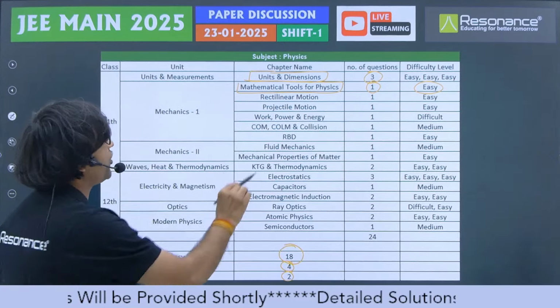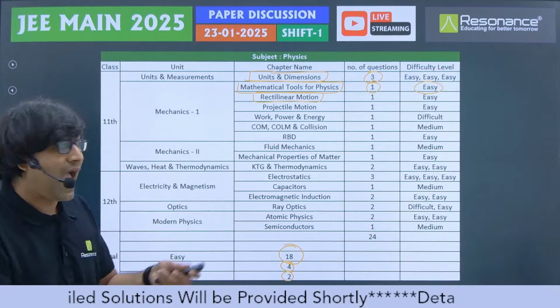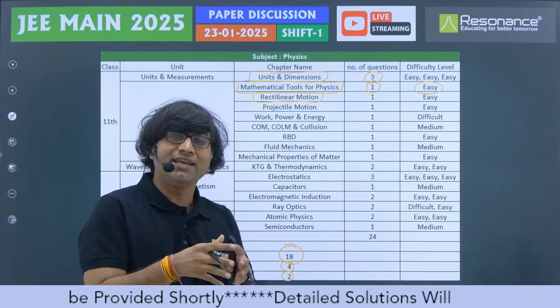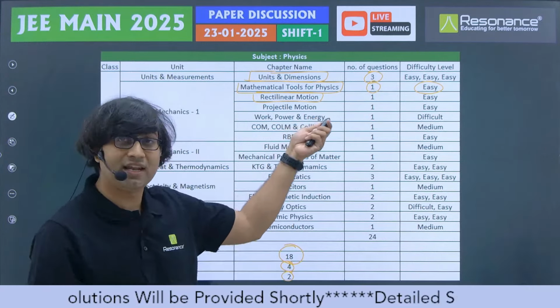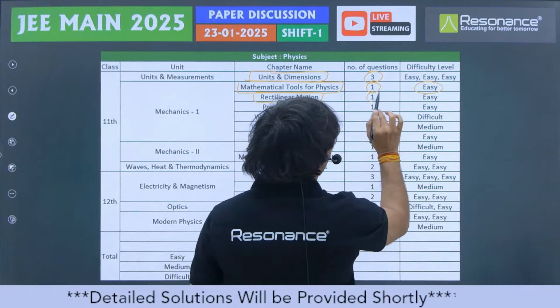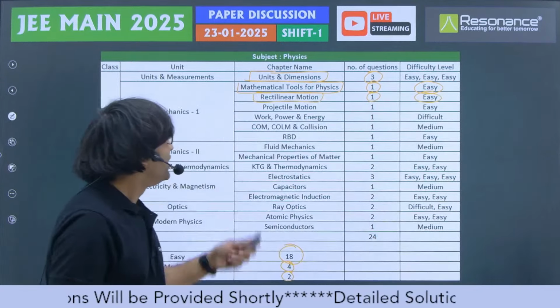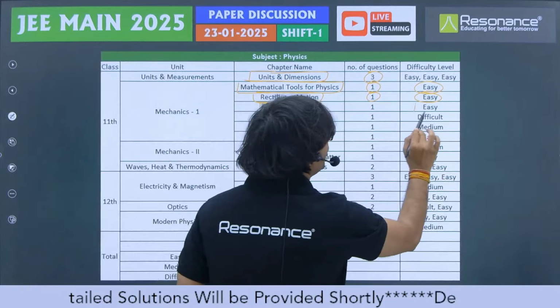Now, 1 question from rectilinear motion. In fact, it was related to graphs. And the concept used was that the area under the velocity time graph gives us displacement. In fact, even a 9th class student will be able to answer this question and therefore it falls into the easy category. Now the next question belonged to projectile motion and this question was also easy.